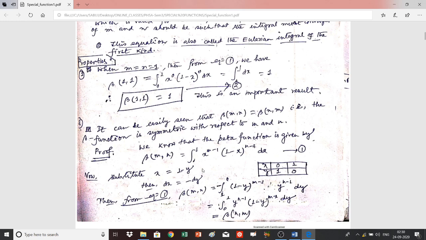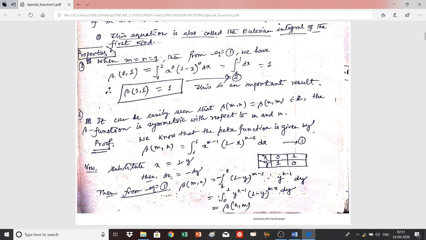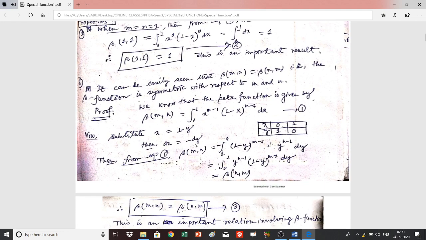From this relation, you can easily understand that for x equal to 0, y will be 1, and for x equal to 1, y will be 0. Now from here you have to calculate dx. That means dx will be minus dy.